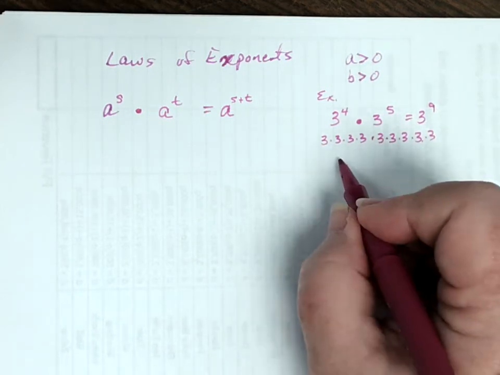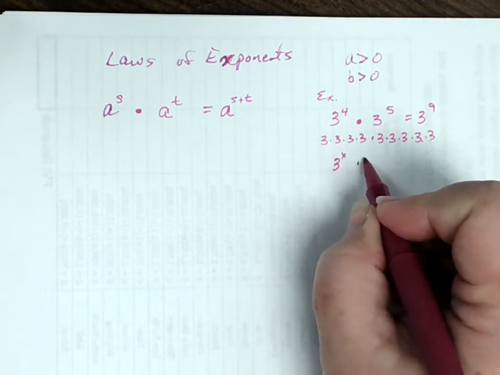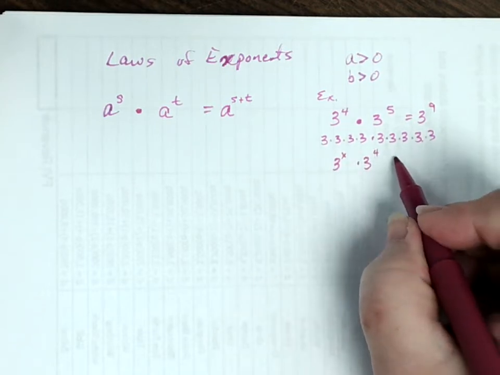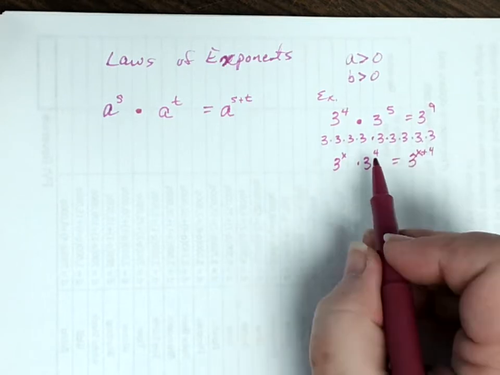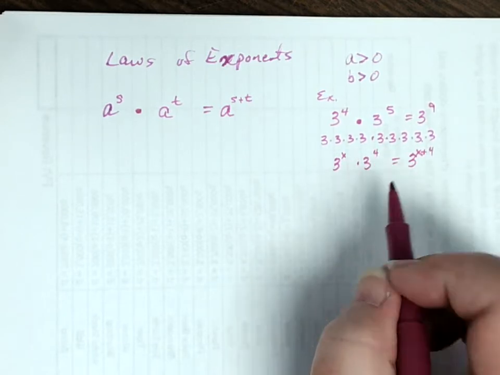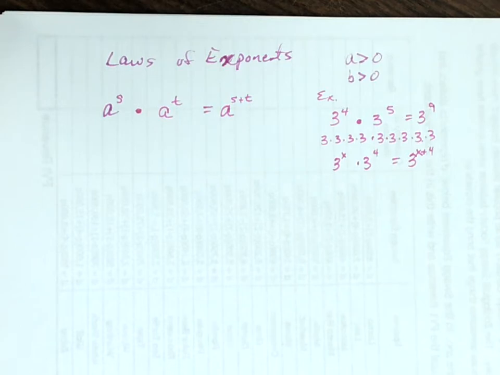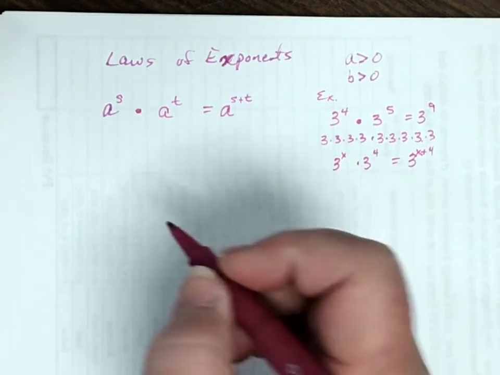Another example, let's say I have 3 to the x times 3 to the 4th. I can rewrite that as 3 to the x plus 4 because I can add these two exponents together even though I don't know what x actually is. The other 5 properties, let's keep going through them.